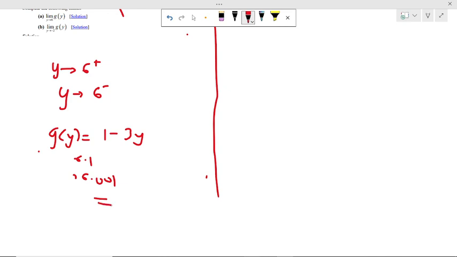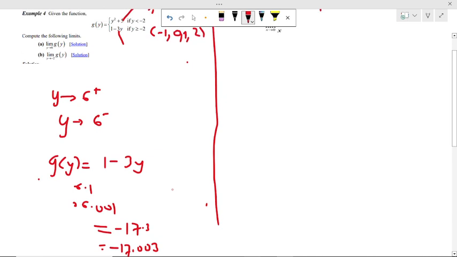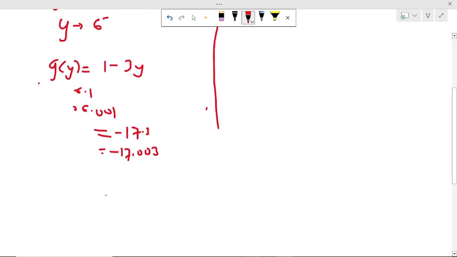If I do for 6.1, I'm going to get -17.3, right? Then I'll do for 6.001, and I get -17.003, right?